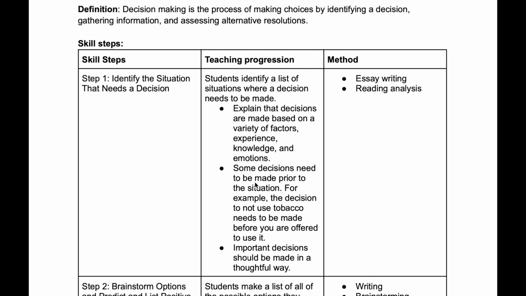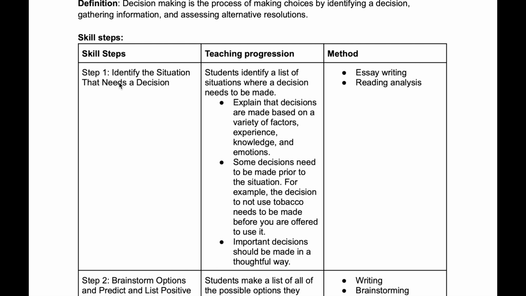So by acknowledging what the teacher needs to do, the teacher can now ask the student to do the following. In order for the student to do step 1, which is identify the situation that needs to be addressed, the teacher can ask the student to write an essay or to do a reading analysis. So by combining skill steps, teaching progression, and method, it is very clear for the teacher what needs to be done. And this can help in developing the skill.